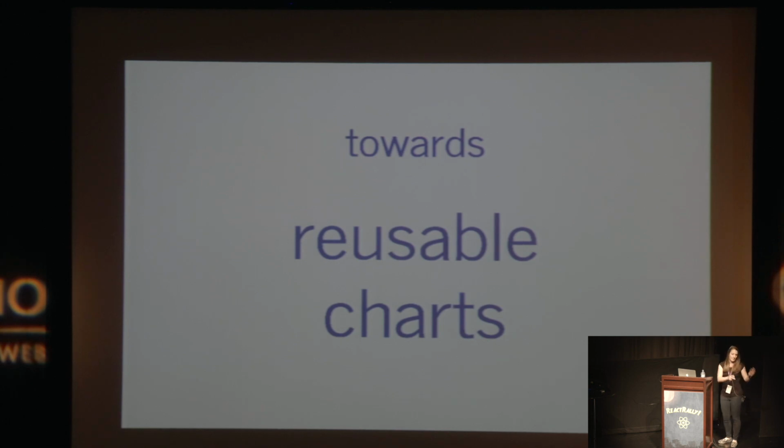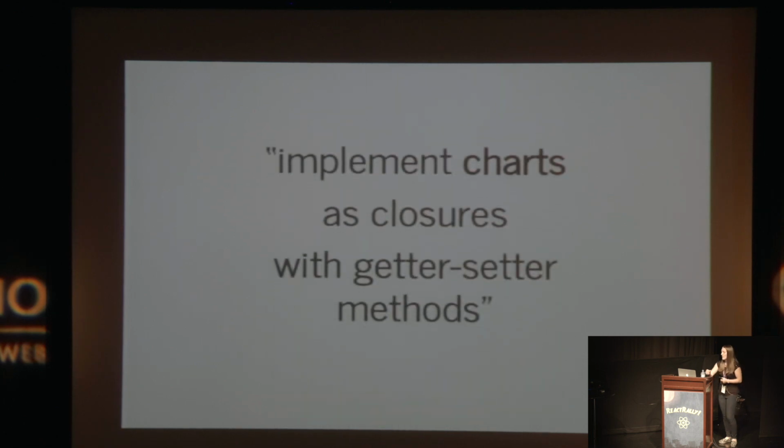So that's one place where I ran into these issues with common patterns in D3. There's another one that doesn't make me super happy right now. In another article, Mike Bostock builds an argument for his recommendation of how to write reusable visualization code with D3. And it all boils down to this, which is a direct quotation: "Implement charts as closures with getter-setter methods."